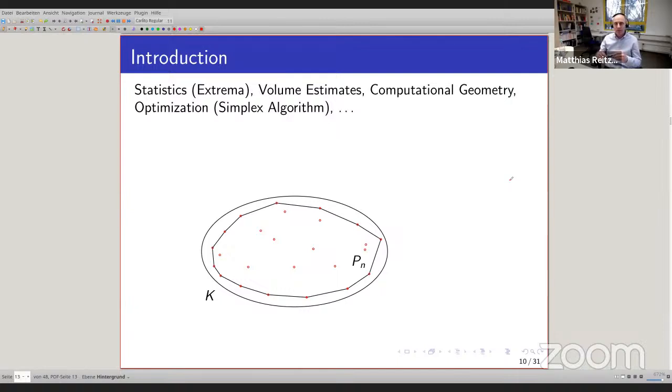And then there's also a connection to the optimization questions. If you're interested in the simplex algorithm, then you optimize some function over a polygon or a polytope. And the question is, how does a random polytope look like? What does the simplex algorithm do for a random input? How complicated is it, and what's the running time of such a simplex algorithm? So there are several aspects or applications of these questions which somehow increase the interest in random polygons and polytopes.